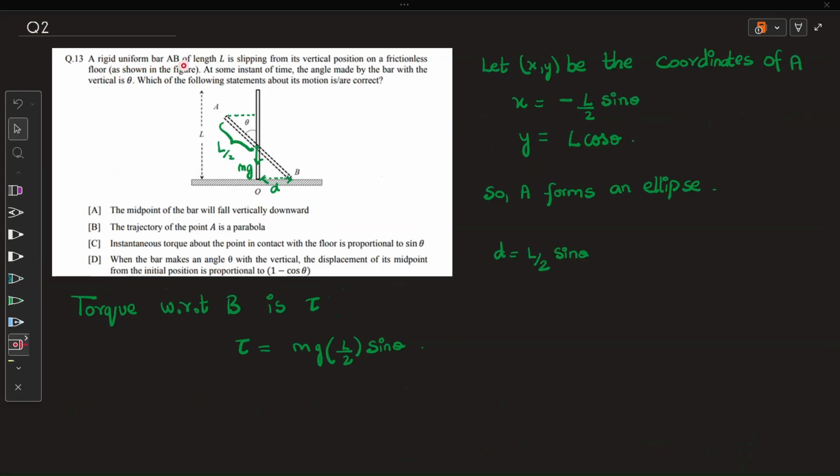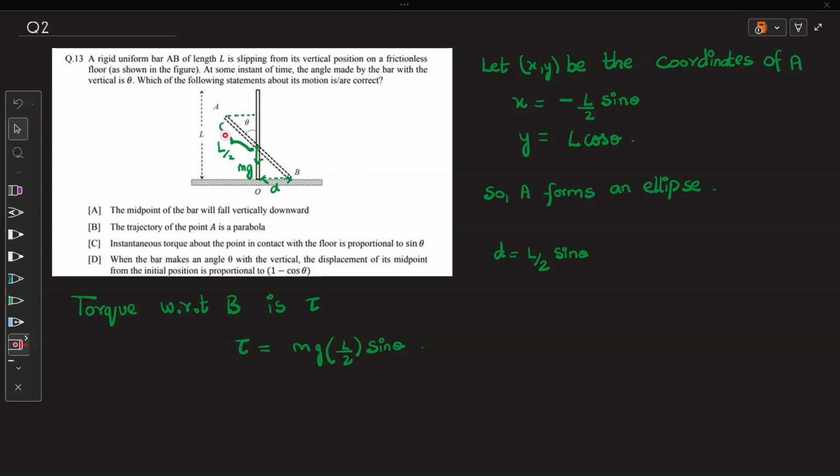Question number 2. A rigid uniform bar AB of length L is slipping from its vertical position on a frictionless floor. At some instant of time, the angle made by the bar with the vertical is theta. Which of the following statements about the motion is or are correct? There are few questions based on this motion.